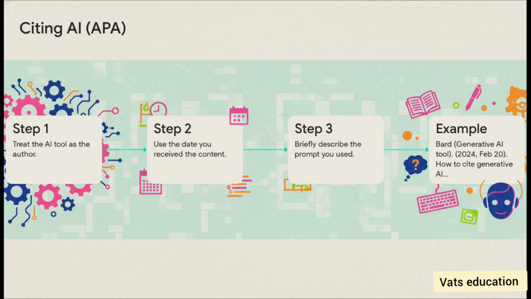Here's a super clear example in APA style. You just treat the tool, like Bard or ChatGPT, as the author. You put the date you got the content, and you can even add a little description of the prompt you used. See? It's straightforward, and most importantly, it's honest.